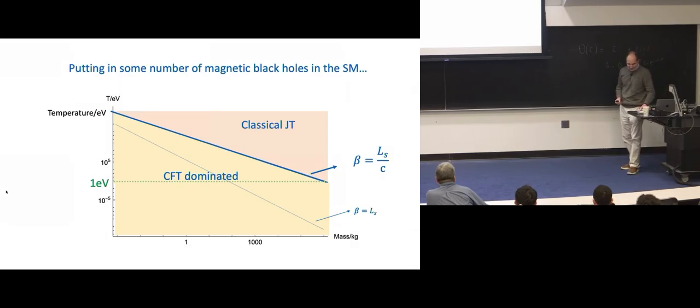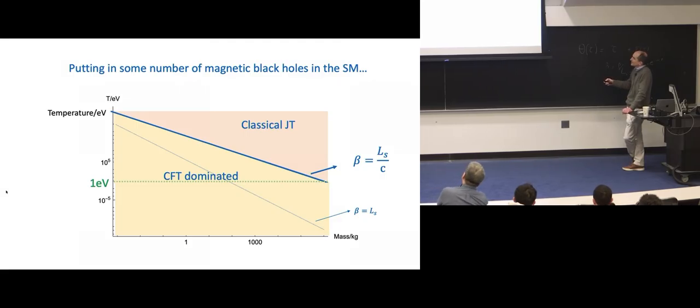Now, just for fun, we can put in some numbers for these magnetic black holes of the standard model. So we have one of these black holes, and here we plot the mass in kilograms. I went to the low mass range, like 1 kilogram, let's say 1 ton, 1,000 kilograms. Now, in this case, this transition time scale is this curve here, and here is the temperature in electron volts. Okay, so this is 1 electron volt, that's roughly visible light.